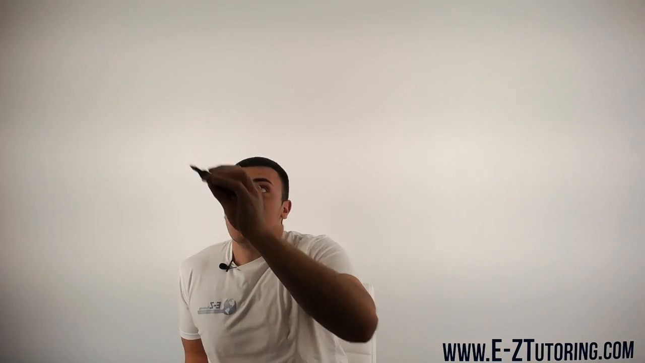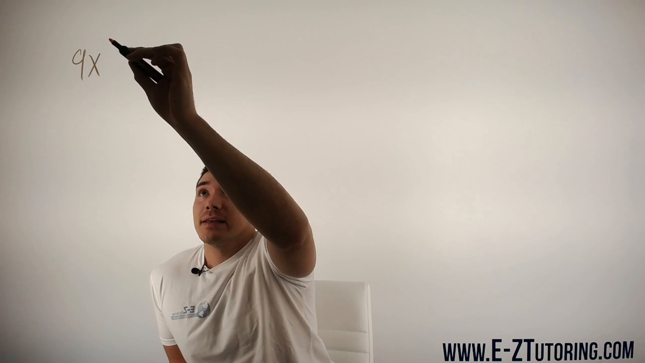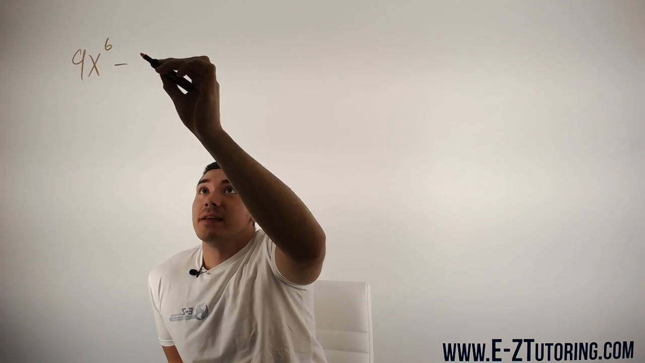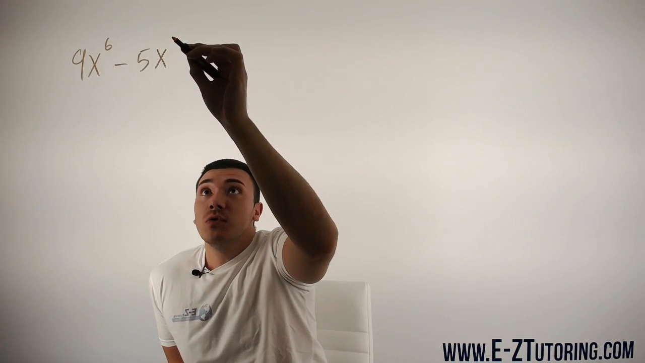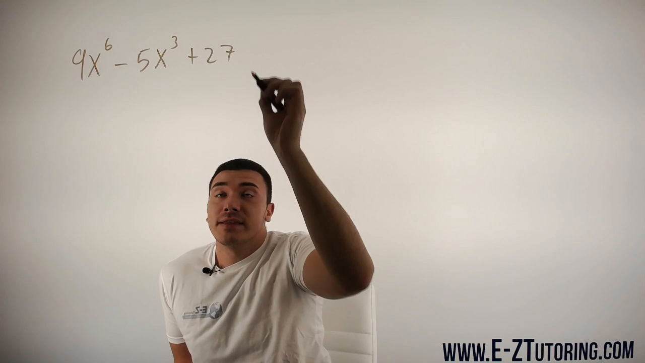Today we're going to cover how to find all of the possible rational zeros of a polynomial. So suppose we are given 9x to the sixth minus 5x cubed plus 27.